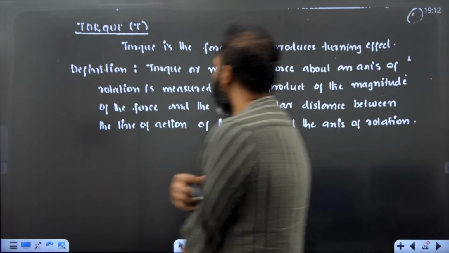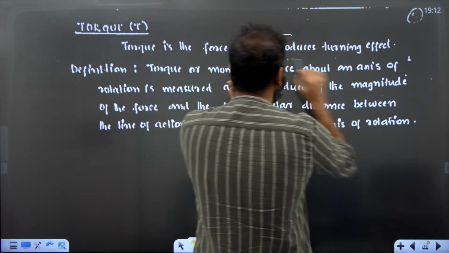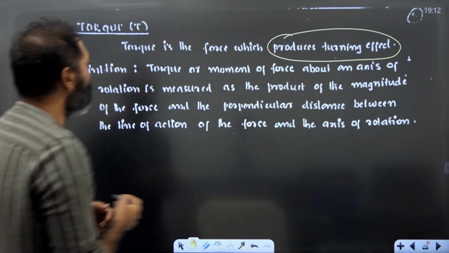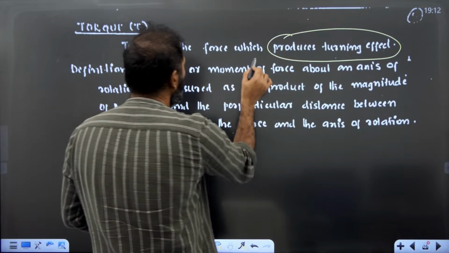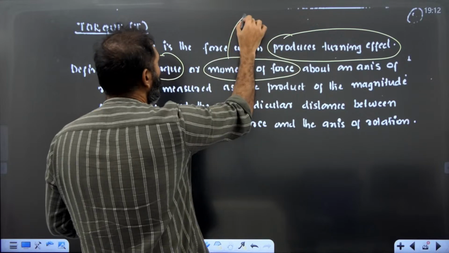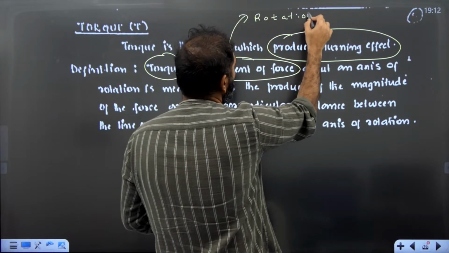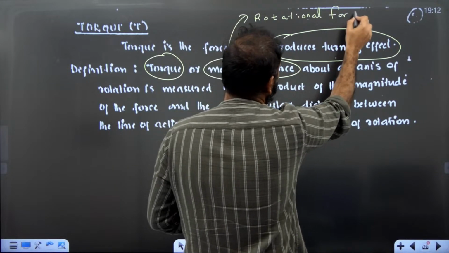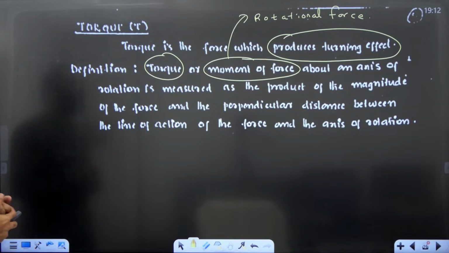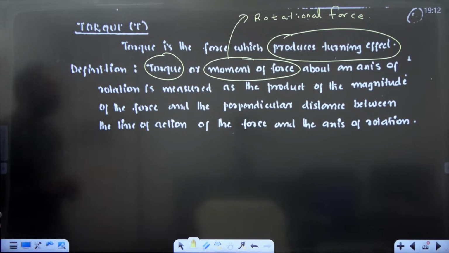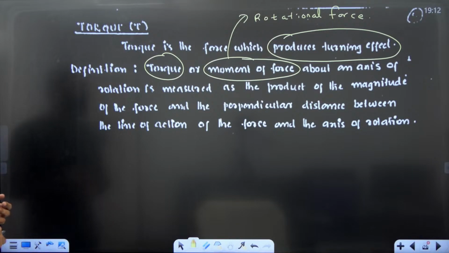Now torque. Torque is a force which produces turning effect. Definition: torque or moment of force. Another name is moment of force. One more name is there, rotational force. About an axis of rotation, torque is measured as the product of the magnitude of the force and the perpendicular distance between the line of action of the force and the axis of rotation.